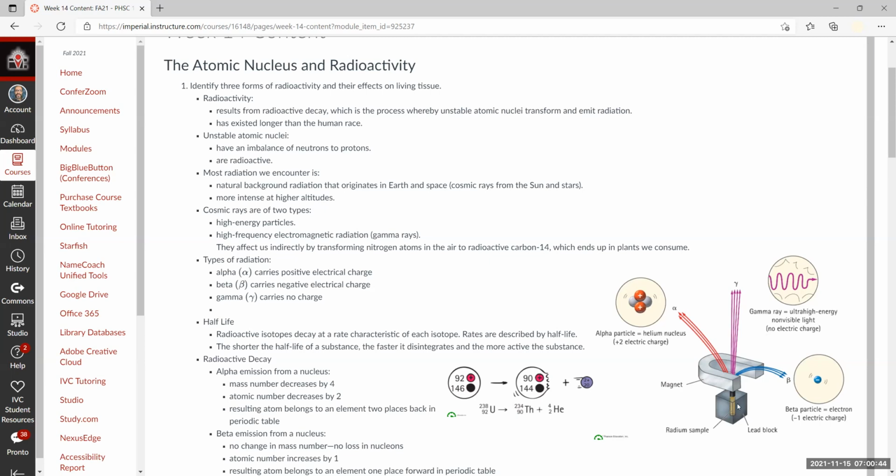So if you have a source of radioactivity here, and the particles are shooting straight out of the source, and you put them inside a magnetic field, depending on their charge, they will bend one way or the other. If they don't have a charge, they will not bend, they will go straight out. And that's where the gamma rays come into play.